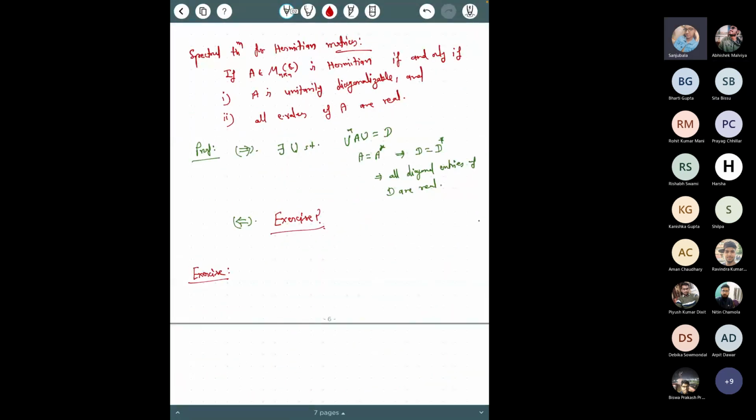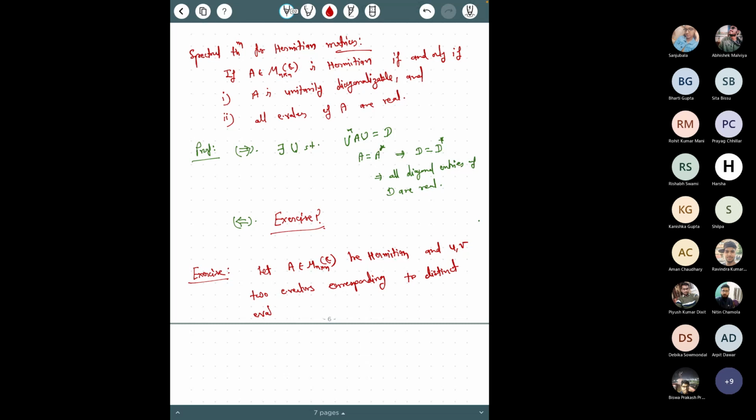Okay. So the exercise is the following. Let A be n cross n Hermitian, and suppose that U and V are two eigenvectors corresponding to distinct eigenvalues. Then U star V is equal to 0.